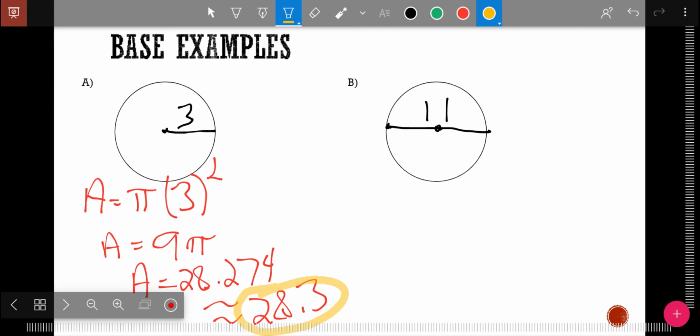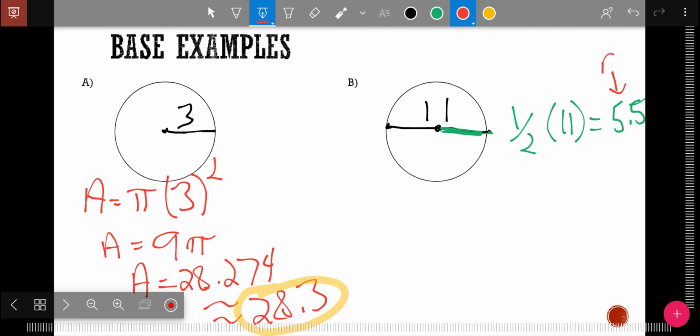The one on the right, area equals pi r squared. But what is r? This is the radius right here. And so half of 11 is 5.5. And so that is my r, because it's half of the whole way across.